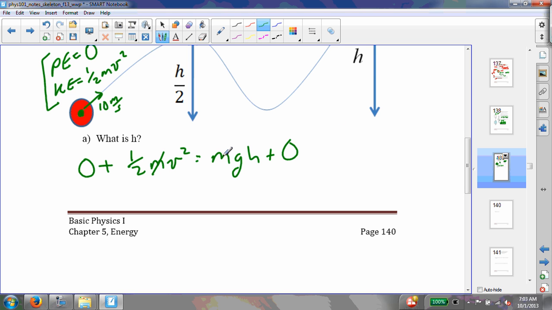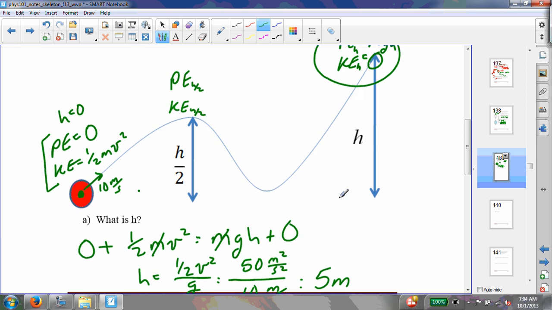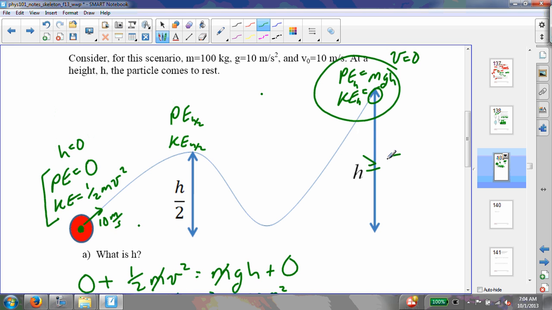But notice that my masses cancel. So while I give you the mass here, the mass is irrelevant. And I can solve for h. So I have h equals 1/2 v squared over g. V was 10, so it's half of 10 squared, or 50. It's going to be meters squared per second squared, over g, which is 10. Gives me 5 meters. So I know then that the object comes to rest when it comes up to 5 meters in height.